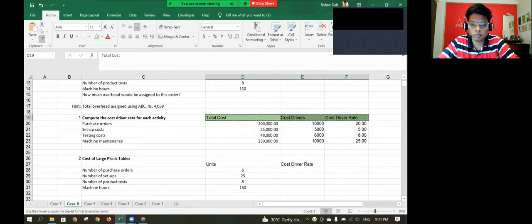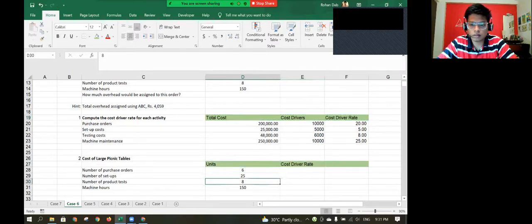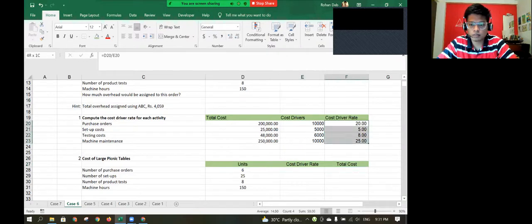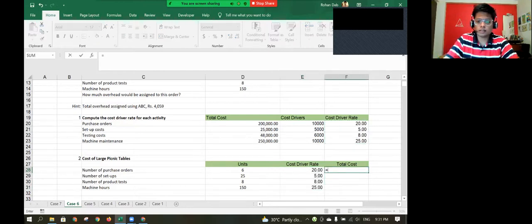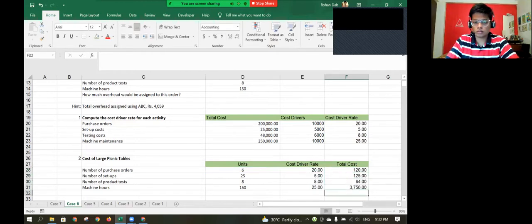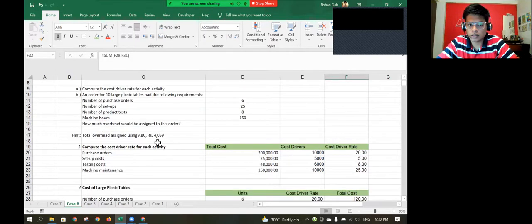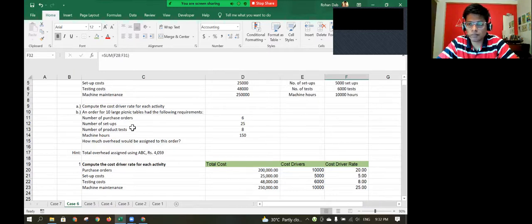So units, cost driver rate, make it center aligned. This is the total cost, and the cost driver rate is this much. So copy, paste values, then just multiply this into this, down, sum. So this is my cost for one picnic table. Sorry, the cost for 10 picnic tables.